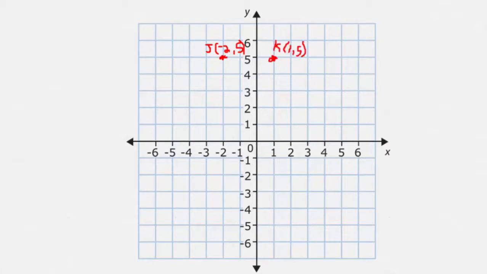The next thing they want me to plot is L is 3, 4. Therefore, 3 over, 4 up is right here. And the last one, 3, -1. So 3, -1 right here. Alright, now to read the rest of the problem.